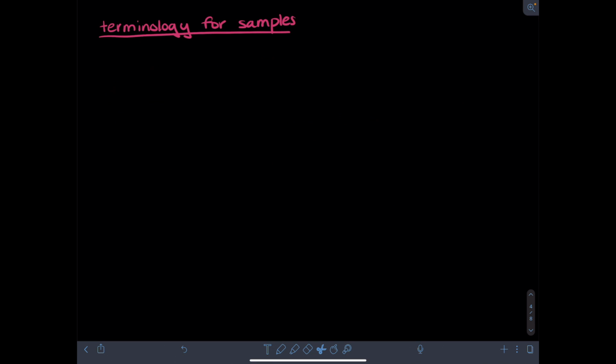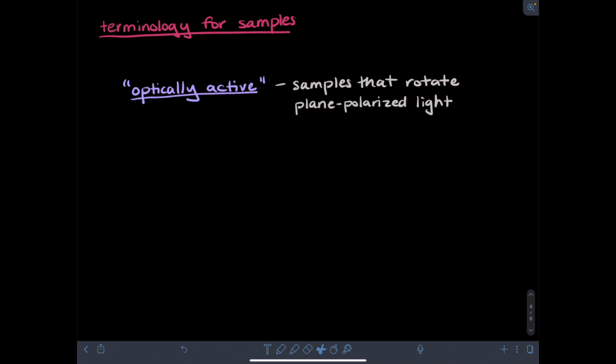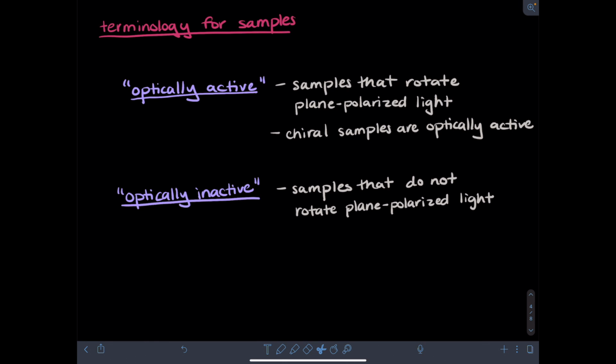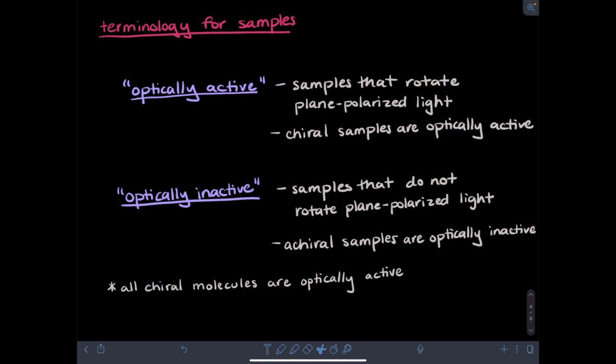I want to give you some terminology for how we describe samples for this type of experiment. We'll call a sample optically active if it rotates plane polarized light. A chiral sample will be optically active. A sample will be called optically inactive if it does not rotate plane polarized light. And achiral samples will be optically inactive. All chiral molecules are going to be optically active in some way.